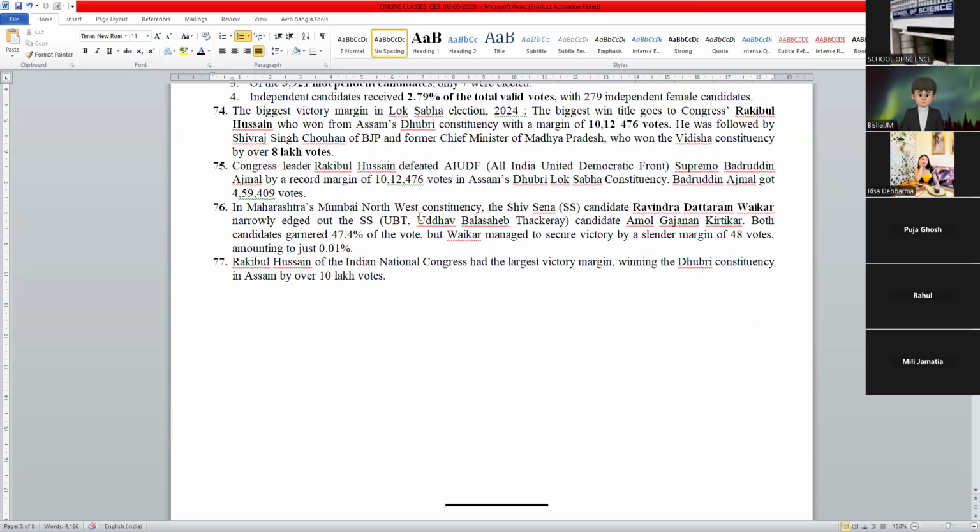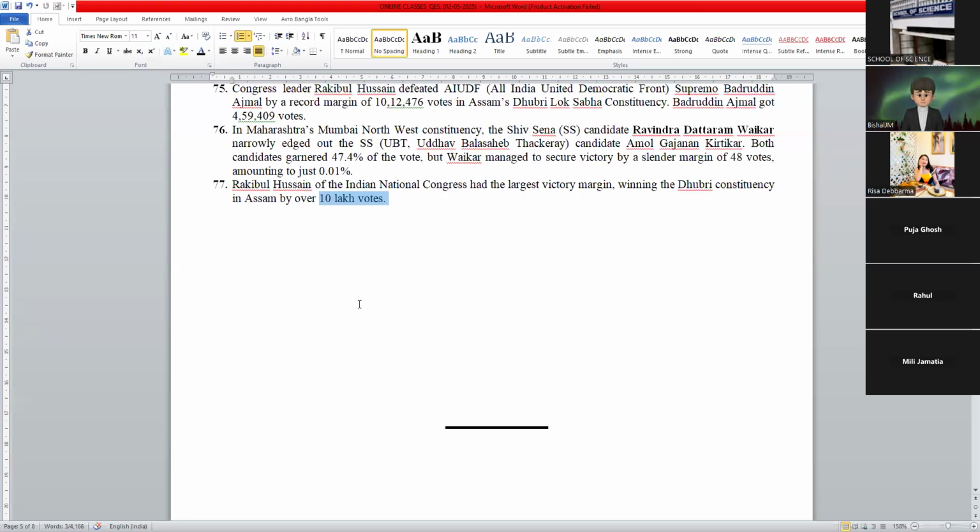In Maharashtra's Mumbai Northwest constituency, the Shiv Sena candidate Ravindra Dattaram Waikar narrowly edged out the SSUBT, Uddhav Balasaheb Thackeray, candidate Amol Gajanan Kirtikar. Both candidates garnered 47.4% of votes, but Waikar managed to secure victory by a slender margin of 48 votes, amounting to just 0.01%. So the lowest margin is 48 votes, and the highest margin is 10,12,476 votes. Rakibul Hussain of the Indian National Congress had the largest victory margin, winning the Dhubri constituency in Assam by over 10 lakh votes.